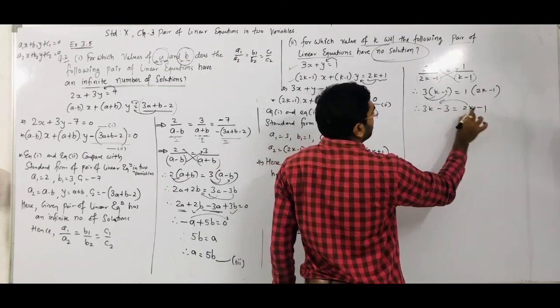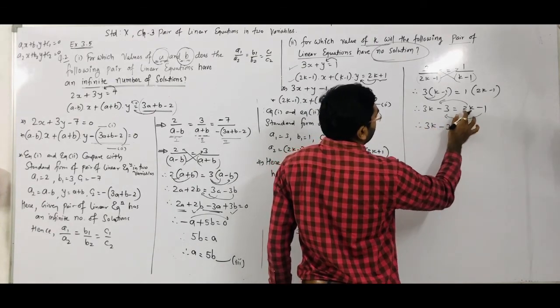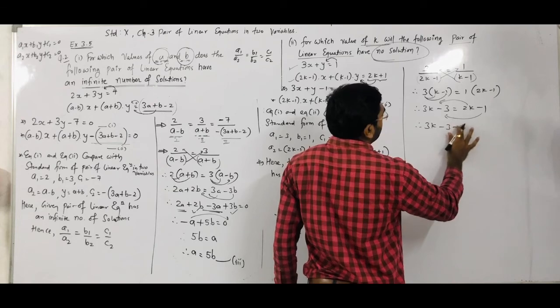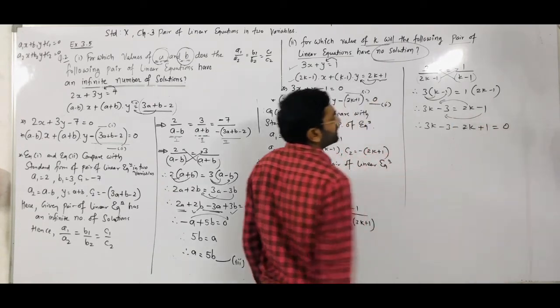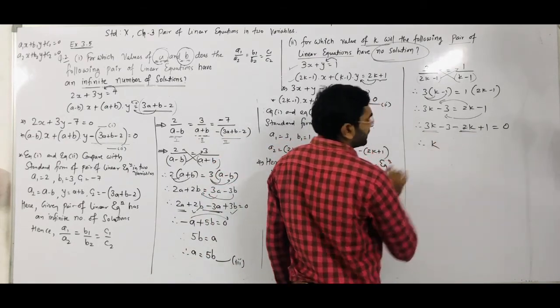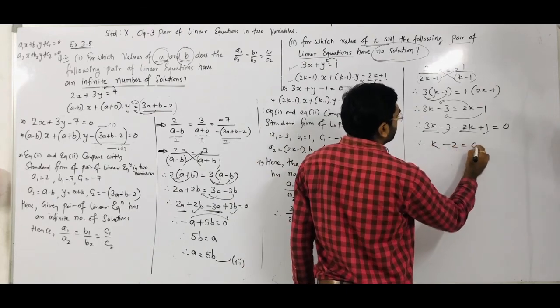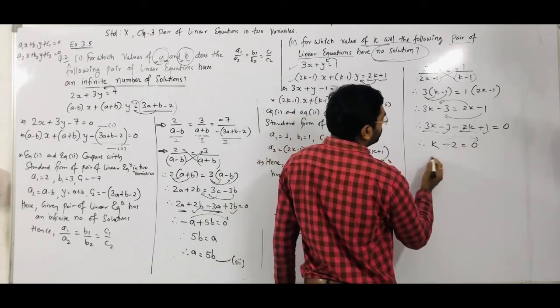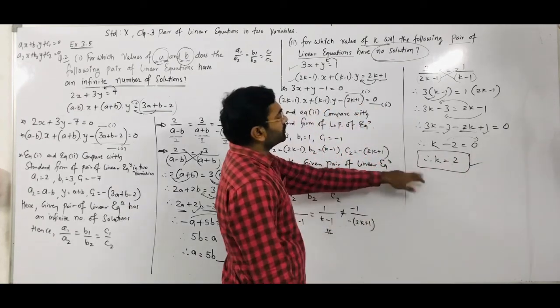Now we take both terms to the left hand side, so the sign changes. 3k minus 3 plus 2k comes to the left hand side, so minus 2k, and minus 1 becomes plus 1, equal to 0. Now 3k minus 2k gives only k. Minus 3 plus 1 gives minus 2, equal to 0. Minus 2 goes to the right hand side and becomes plus 2. So k is equal to 2.